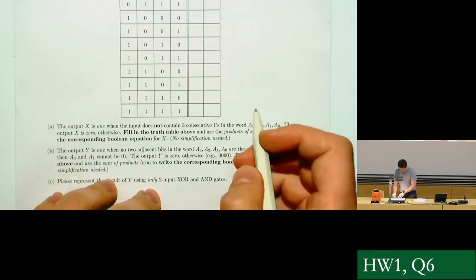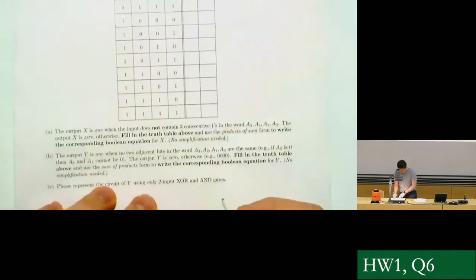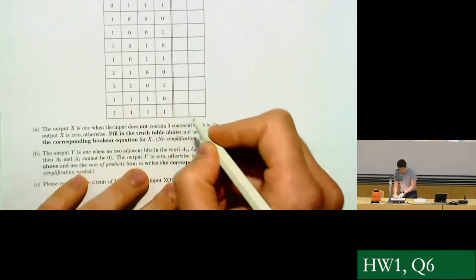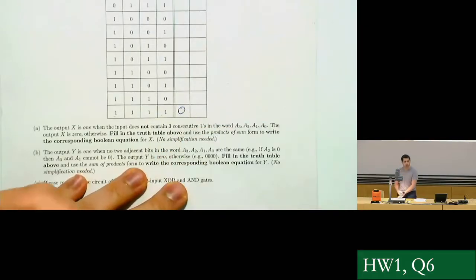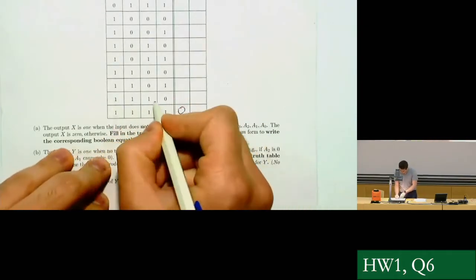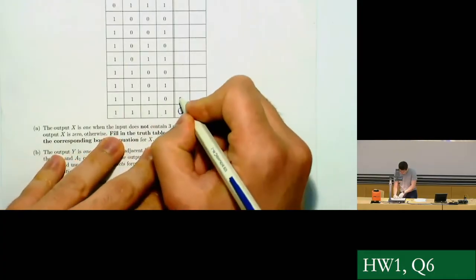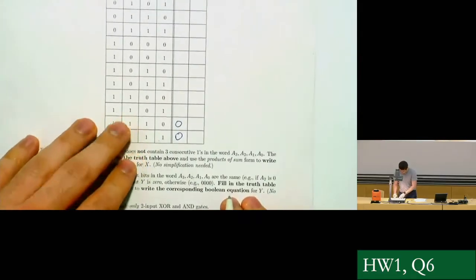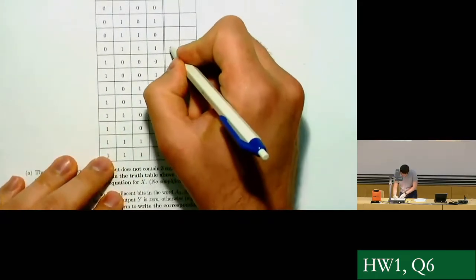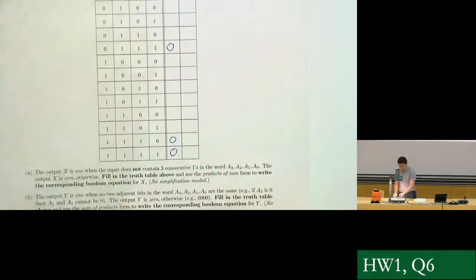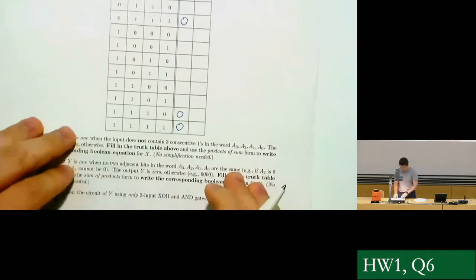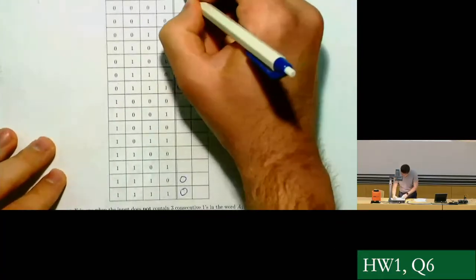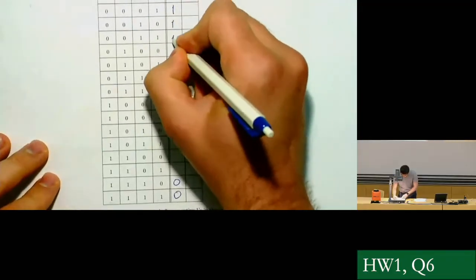So let's find such occurrences in this truth table. For example, this contains 3 ones consecutively, so here X should be 0. We also have 3 consecutive ones here, so X should be 0 here as well. And the last one is here, so this is 0. But for the rest of these, X will be 1, because for the rest of them I won't have any 3 consecutive ones. Let's just very quickly write this.